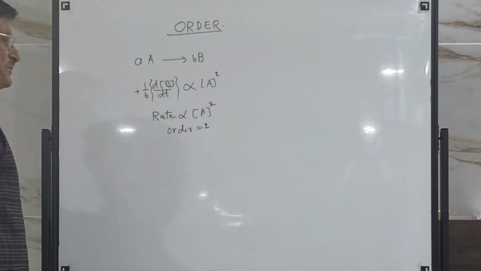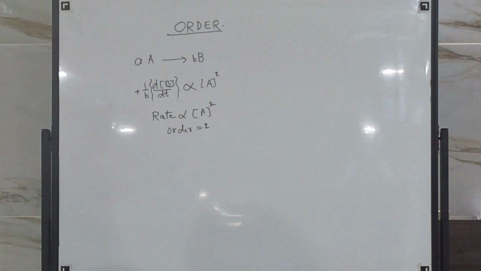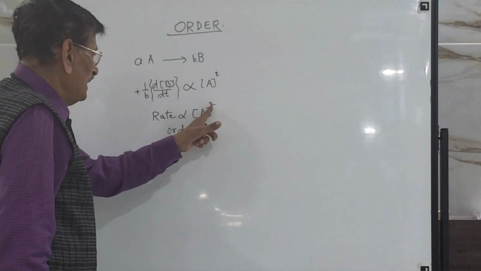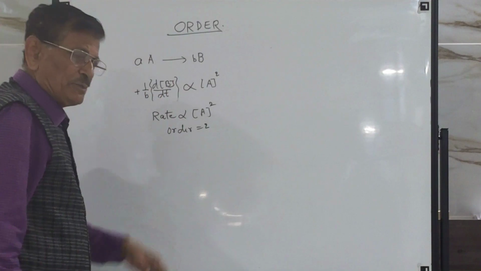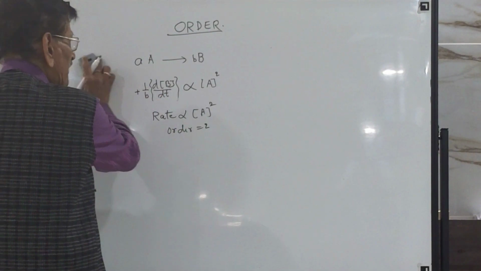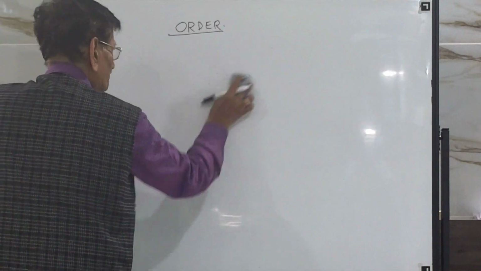So what is the order of reaction? The order of reaction is the power of the concentration term appearing in the rate law of the chemical reaction.